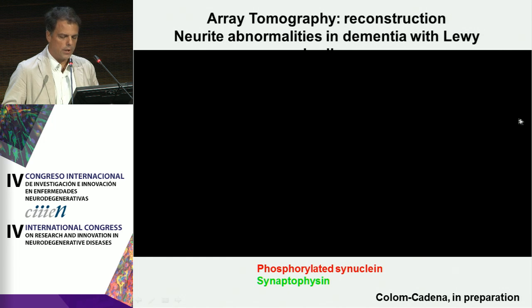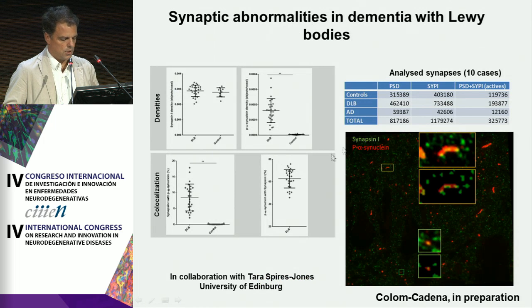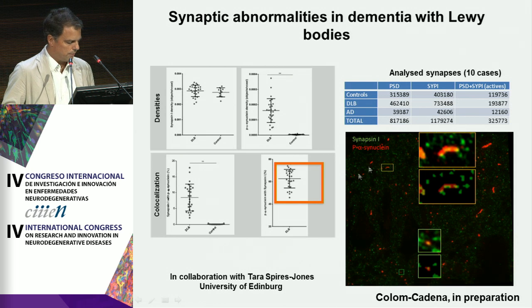So in addition to these beautiful images, you can also get quantitative data. Just going to give you a brief example. This is the image that I just showed you. You have a neurite in red, synapses in green, and in yellow you have areas where the synapses are in direct contact with phosphosynuclein. Just a brief data here.